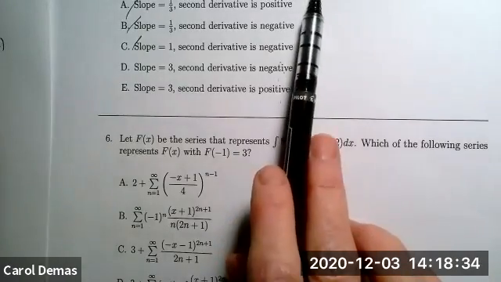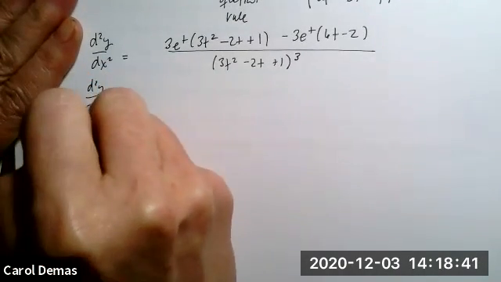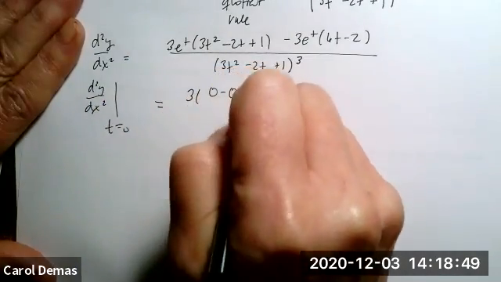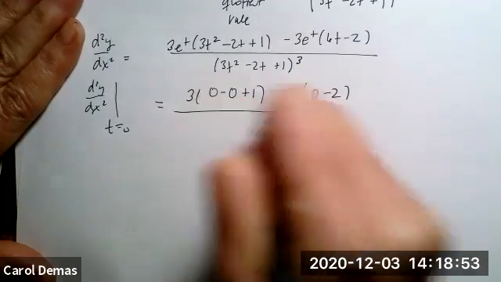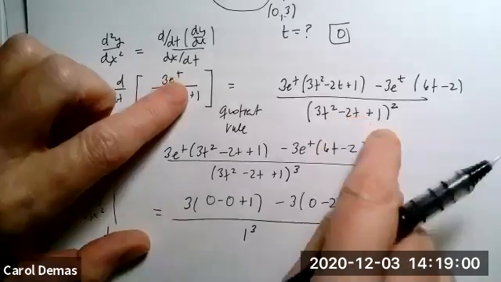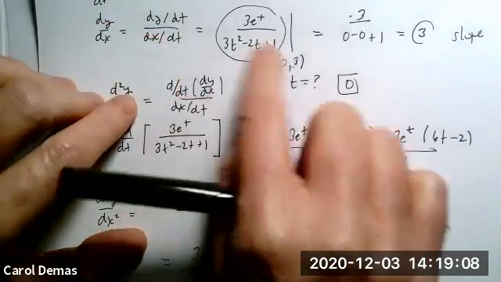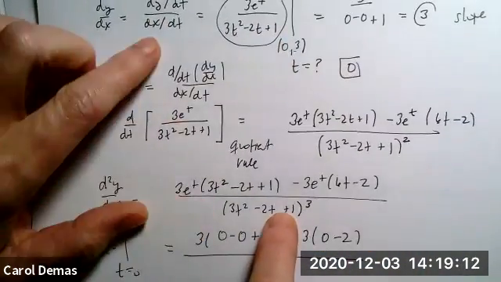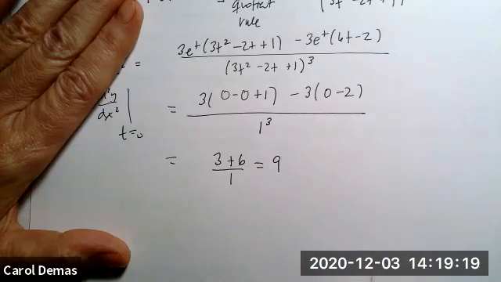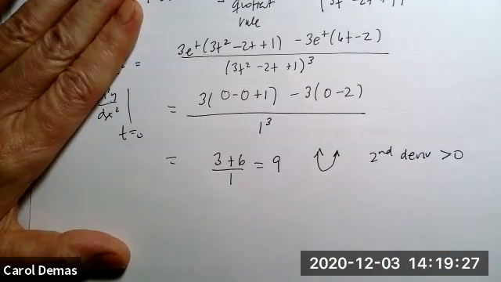Now we need to evaluate this when t is equal to 0. So we're going to plug in t equals 0. And what are we going to get? 3 times 0 minus 0 plus 1, minus 3 times 0 minus 2, over 1 cubed. The derivative has a squared on the bottom, but we're dividing by dx dt, and dx dt is this again. That's how the bottom got cubed. Do you see that? So we'll have 3 plus 6 over 1, which is 9. That means we're concave up, and the second derivative is greater than 0.